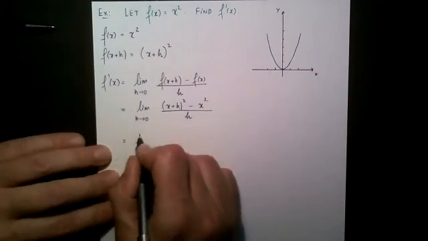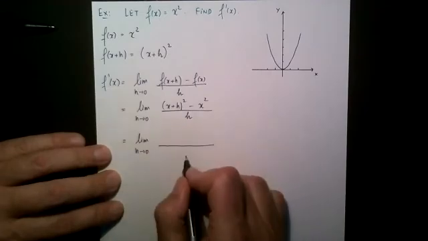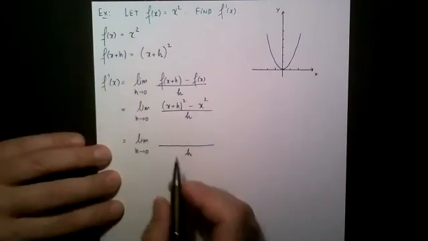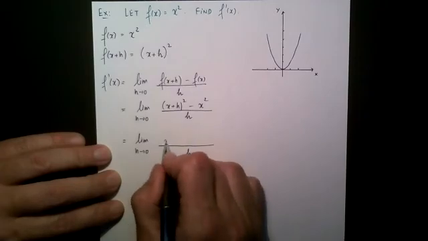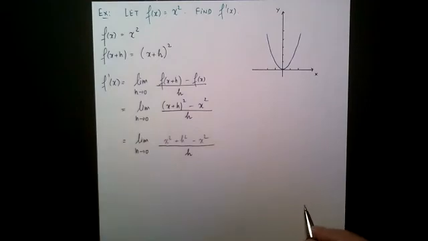Equals limit h approaches 0, over h, and so on top I have x squared plus h squared minus x squared. Right, we're good? You guys okay with this or no?